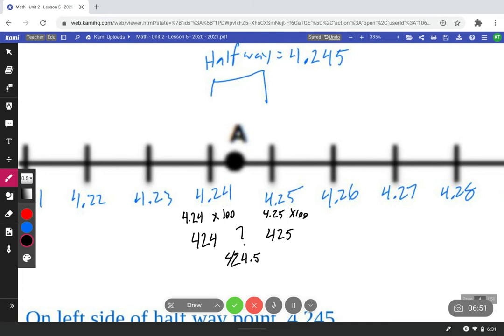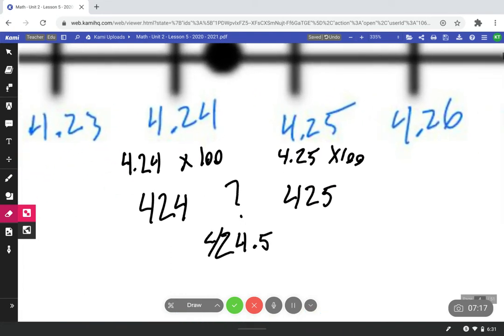424.5. Because you know the middle between 4 and 5 is 4.5, or 4 and 5/10. Y'all know that. That's easy. But it can be intimidating when we see it as 4 and 24 hundredths and 4 and 25 hundredths. So let's make it a version that we're comfortable with. So 424.5, 424 and 5/10, would be in the middle.